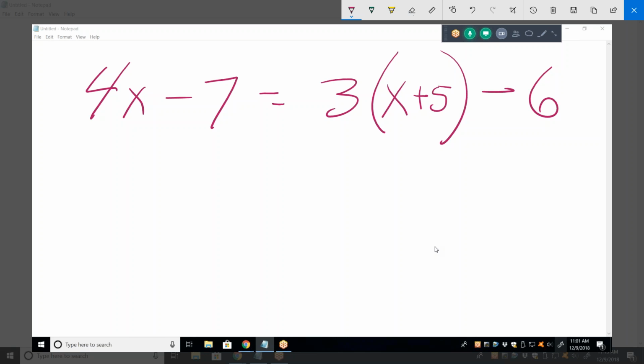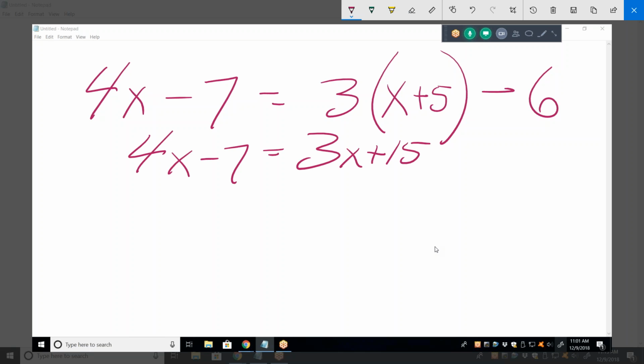4x minus 7 equals 3x plus 15. That's not all. Minus negative 6. Just minus 6. It's not minus a negative 6. It's actually minus a positive 6. That's what that means. Or you could say it's adding a negative 6, but it's not minus a negative 6. If it were minus a negative 6, then it would be plus 6. So you've got to keep your signs straight. You've got to pay a lot of attention to your signs. You get the signs wrong, you'll never get the math right.